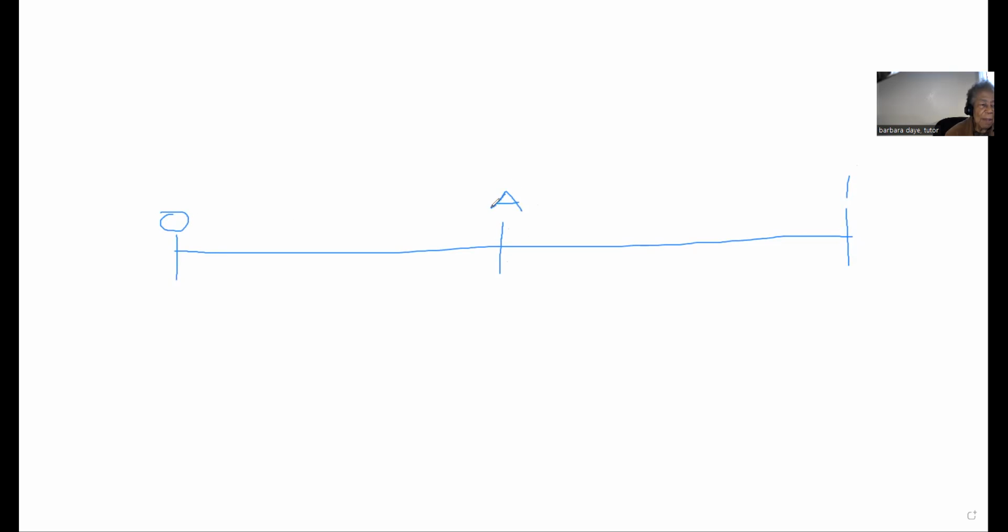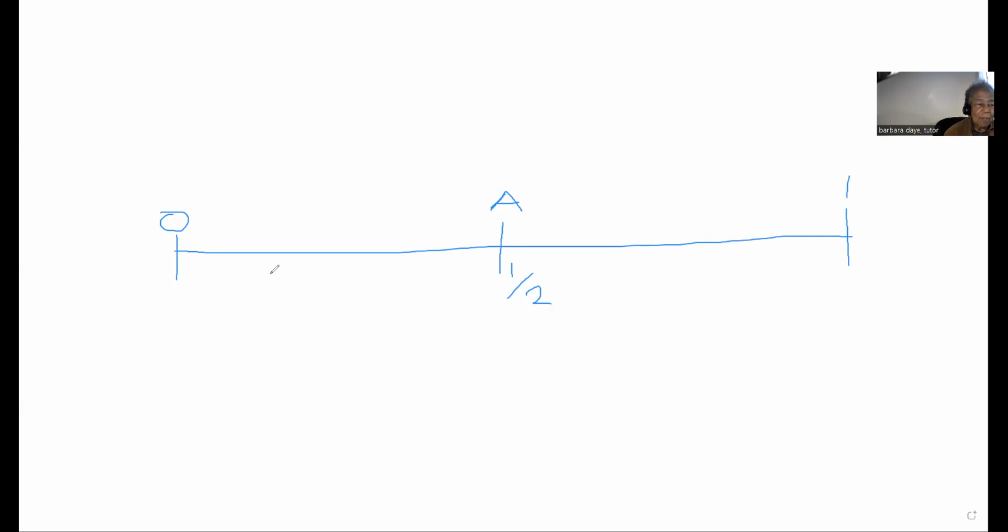That's halfway between, so that would be just the fraction 1/2. Is that part clear? Okay, so from 0 to 1, midway is just 1/2.